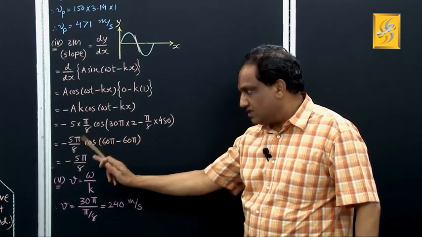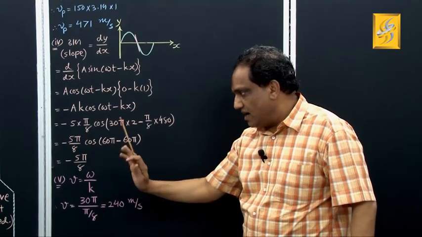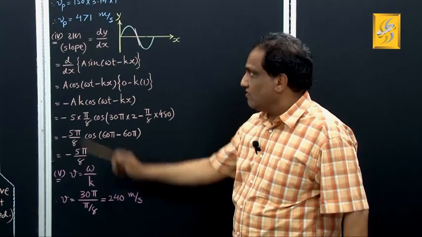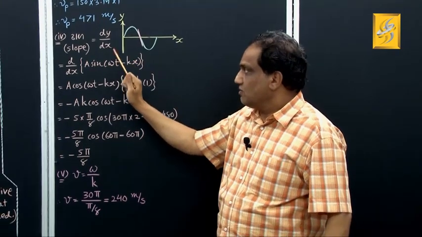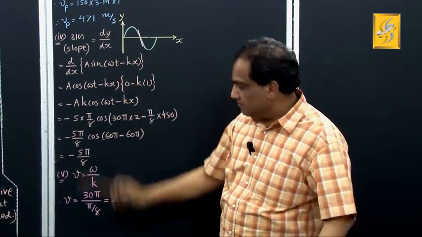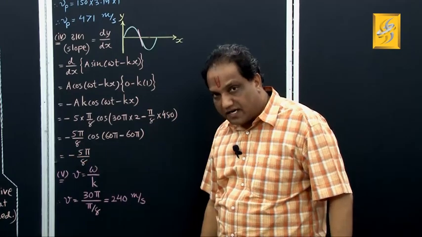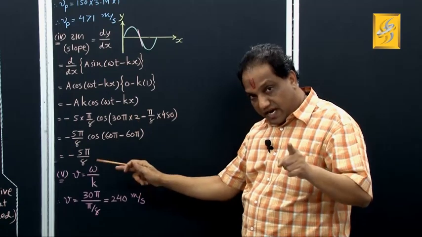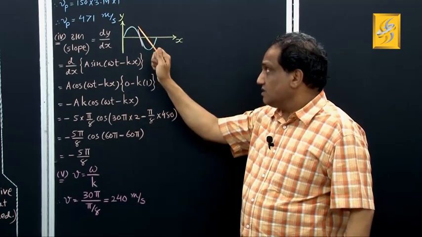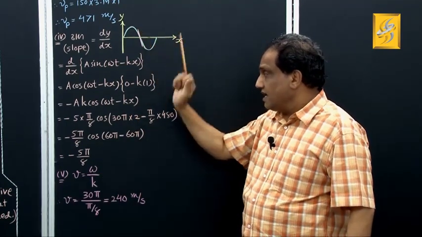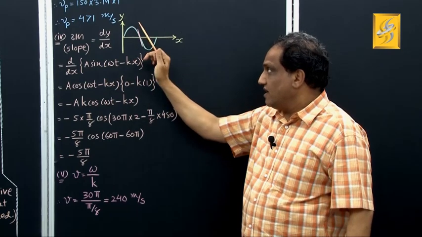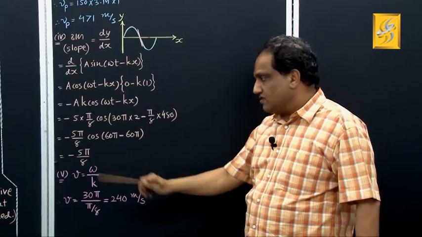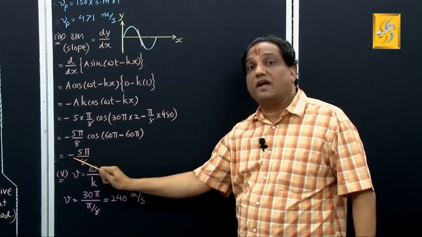1 into this part will be the same only: minus 5 pi by 8. No unit, because you are finding dy by dx, so distance upon distance will have no unit. Correct? And what does this negative sign indicate? The slope of the tangent is this much, which is negative, meaning thereby the tangent must be like this. And the tangent indicates that as x increases, the value of y decreases. That's why the slope is coming out to be negative.